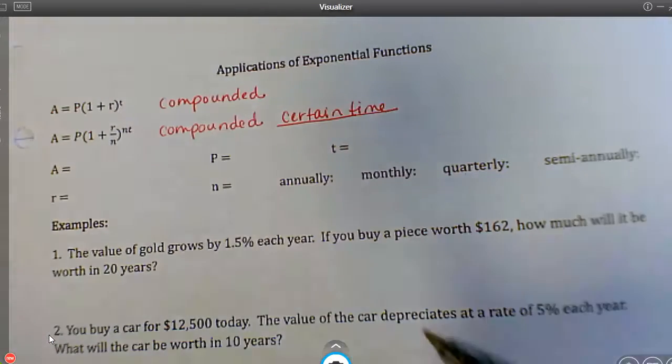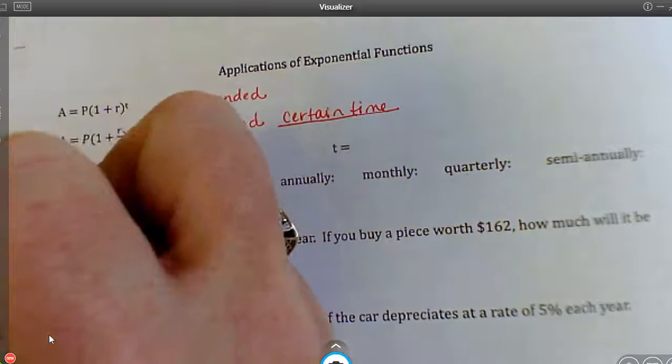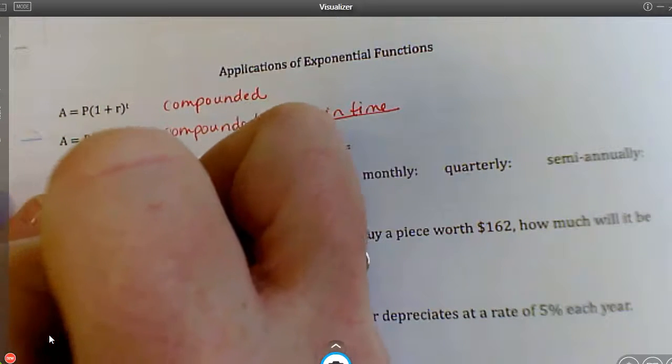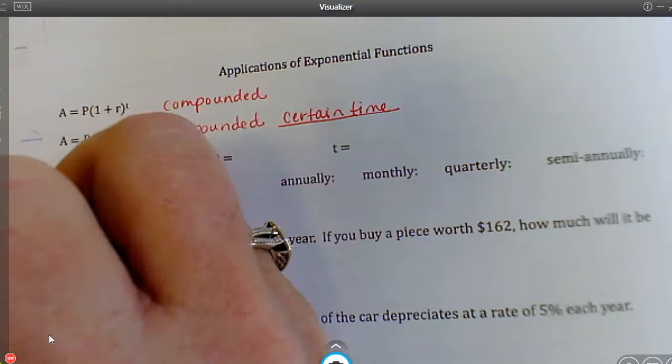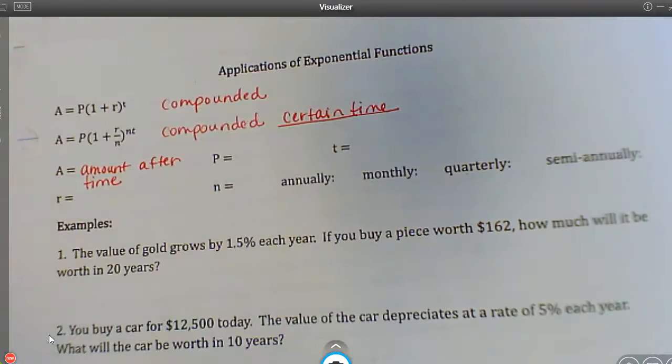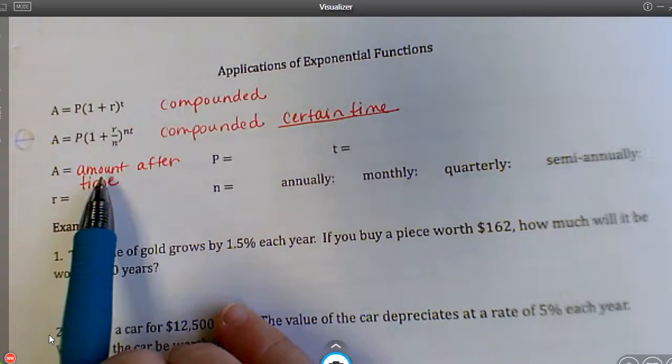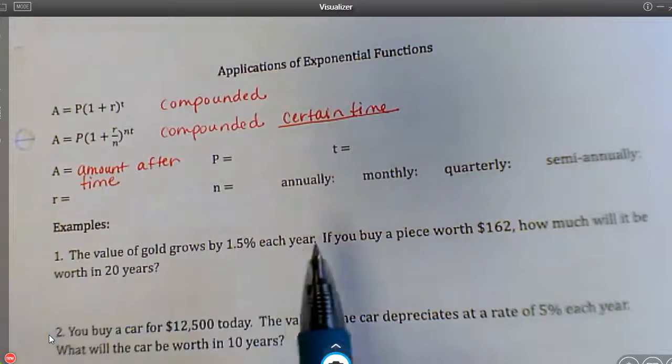Okay? A is the amount after whatever time the problem talks about. The problem might say, how much is going to be there after 10 years? The problem might say, how much will the car be worth after 5 years? It might say how much bacteria is there after a certain amount of time. Okay? That's what A is. And on these questions, that's what you're looking for.